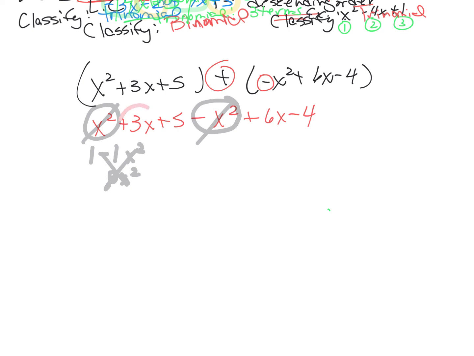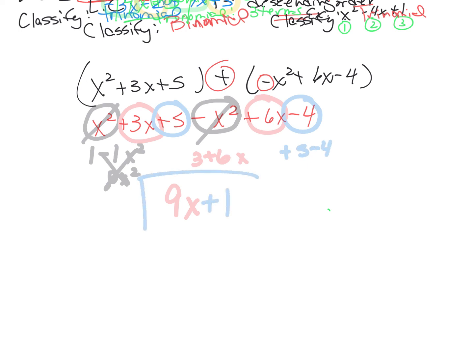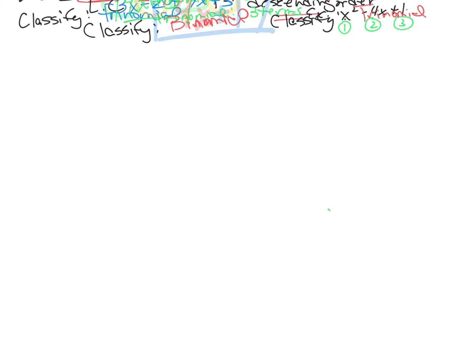So now let's look at another one. I have 3x and I have a 6x. So again, we're going to take 3 plus 6. We're just going to let our x hang out. So we have 9x. Okay. Now we're going to combine our 5 and our 4. So we have a plus 5 minus 4, so we have a plus 1. Okay, let's look at another one.